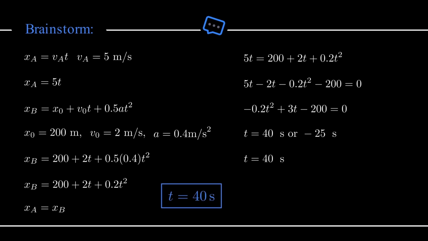What did we do? We first wrote separate equations describing the motion of each vehicle. Then we used the idea that the vehicles meet when their positions are the same. After equating the two displacement equations, we solved the quadratic equation and selected the physically meaningful positive time.